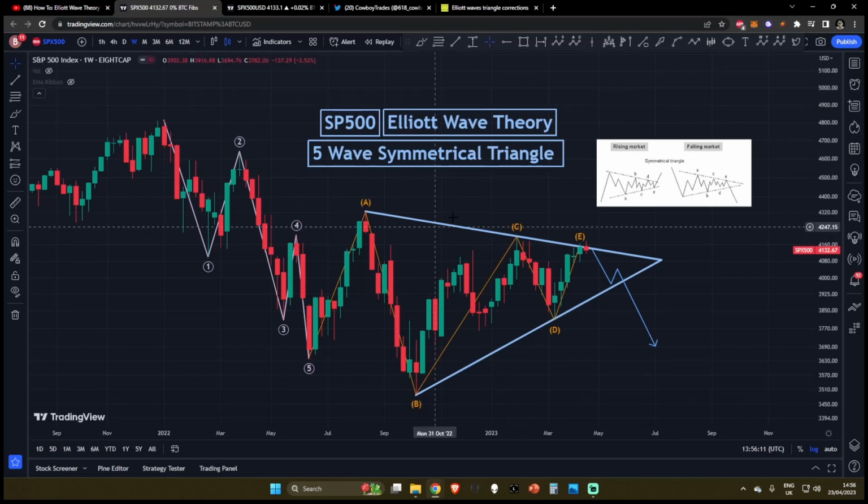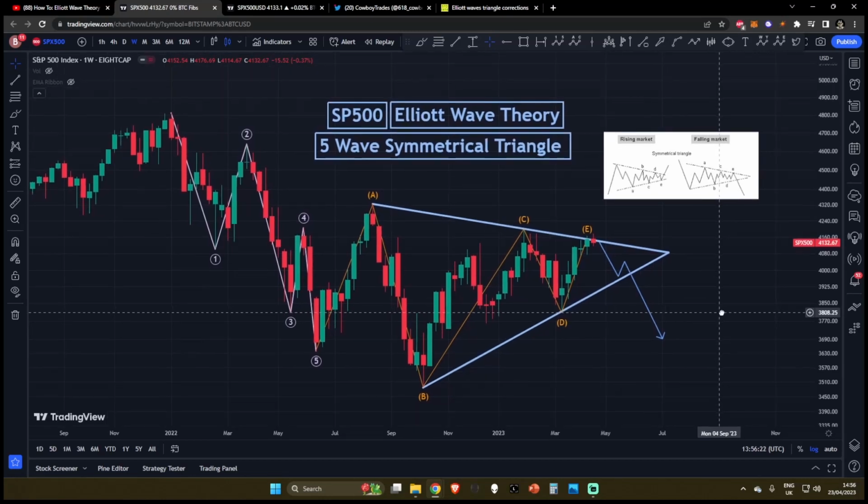Now, as you can see, this is a 5-wave symmetrical triangle that we are currently trading in. You can find these all across the S&P 500, but I'll give you an example of what I currently see while I'm recording this video. Do bear in mind, if you're watching this video in a year's time, 2 years time, 3 years time, the markets will be completely different, so you'll want to look at the charts yourself and see if you can identify one of these to trade.